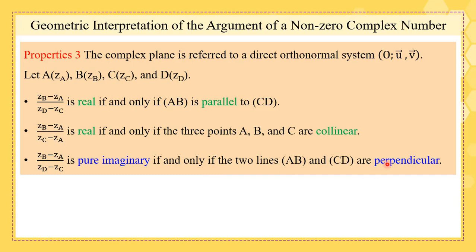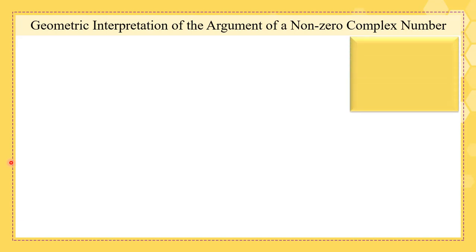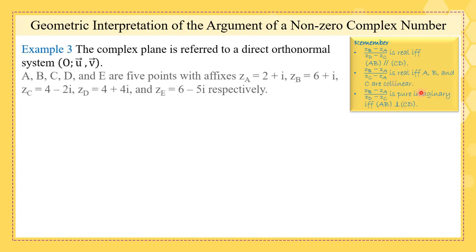We can use the real and pure imaginary in order to prove parallel, collinear, or perpendicular, and vice versa. So, if I want to prove that two lines are parallel, I can perform a ratio and prove that this ratio is real. This is also used in case of collinear points, and if I want to prove perpendicularity, I perform a ratio and prove that this ratio is pure imaginary. Now, to clarify the idea more and more, let's see some examples. This is the list. Remember, parallel means real, collinear means real, and perpendicular means pure imaginary.